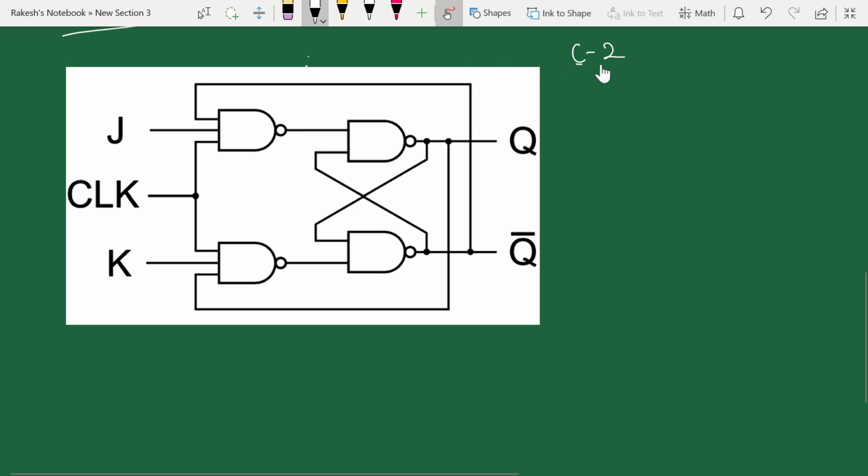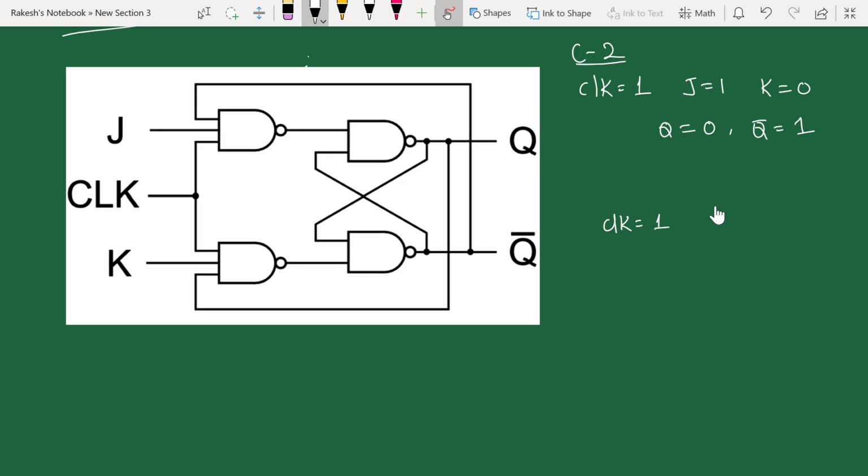Now consider the second case, where I am going to keep my clock at 1 from now onwards. I am going to make J is 1, K is 0, and I am assuming my previous output is 0 and Q bar will be 1. Similarly, for the same condition, I am considering my previous outputs are different. J is 1, K is 0, and I am considering Q this time as 1 and Q bar as 0.